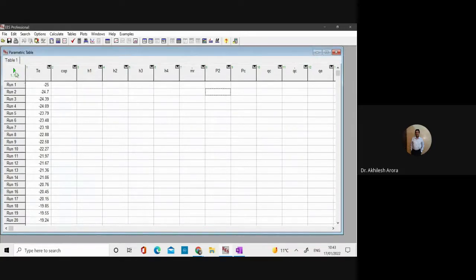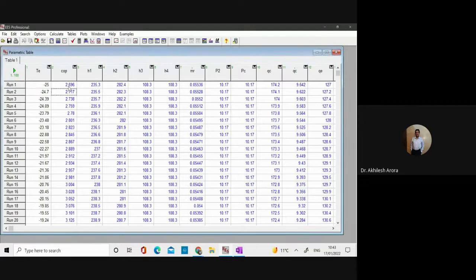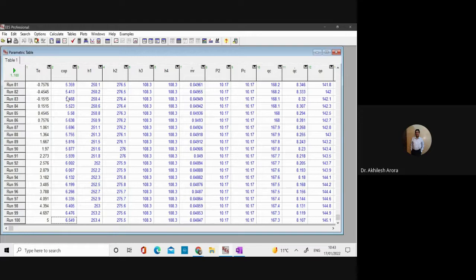Now what you can do is click here: solve table. This is the green triangle. You just click it and all the values are here. You can see at minus 25, the COP value is 2.696. You can see it is increasing. This is the 100th run. At 5 degrees Celsius, the value is 6.549. So these 100 values can be solved in less than a second. So we have calculated the COP for the variation of the temperature in the evaporator.